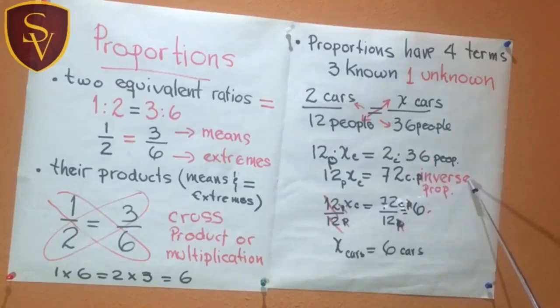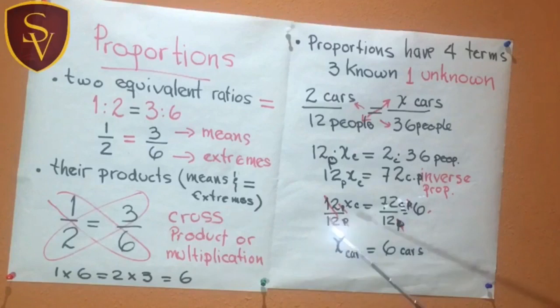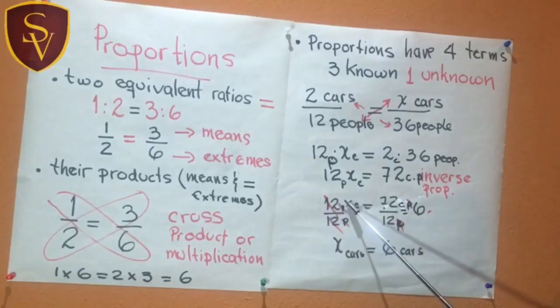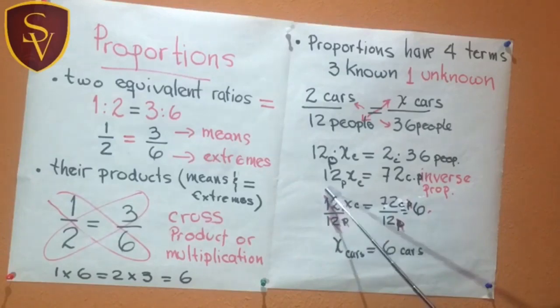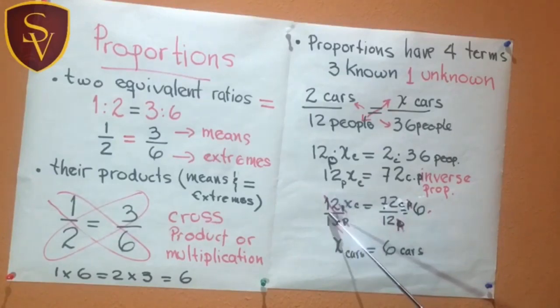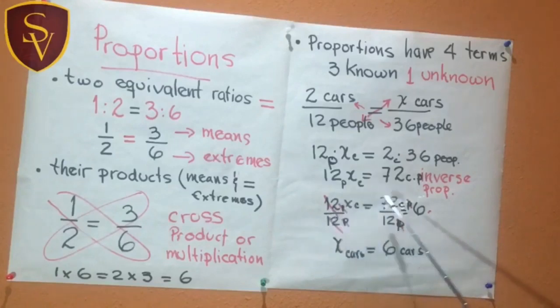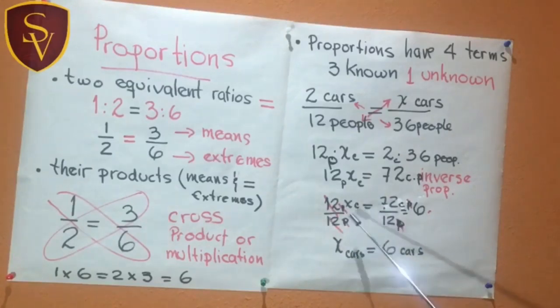So I use the inverse property of the numbers. As we remember, the inverse of multiplication is division. So since 12 is multiplying x, the inverse will be the division by the same number. So in order to cancel out 12, I divide both terms by 12, as you can see here. So I will get a cancellation. 12 divided by 12 is going to be 1. And 72 divided by 12 is going to give me 6.